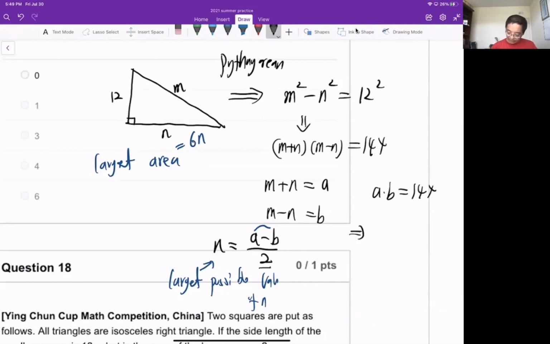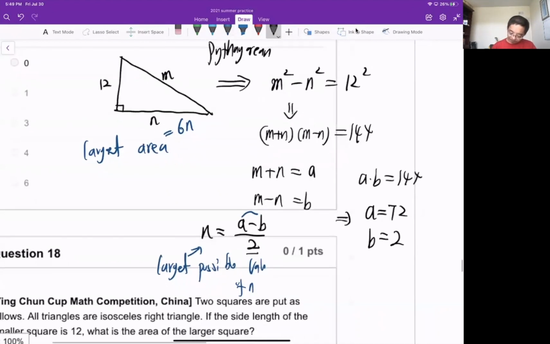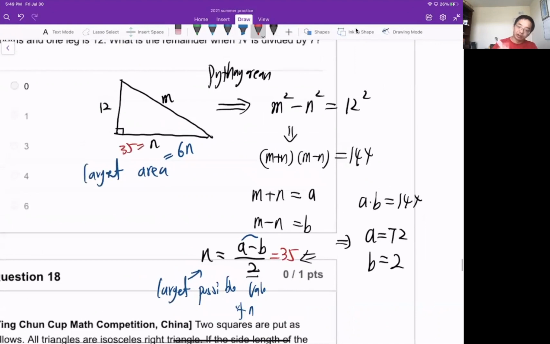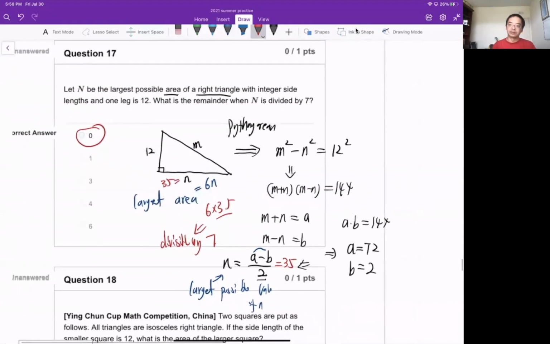So from here, clearly what we should choose is a is 72 and b is 2. By this choice, we get the largest possible difference between a and b, right? So then n is 35. That's the largest possible choice of the length. Then it's 6 times 35. Because 35 is already divisible by 7, this is divisible by 7. So the answer, the remainder, is 0.